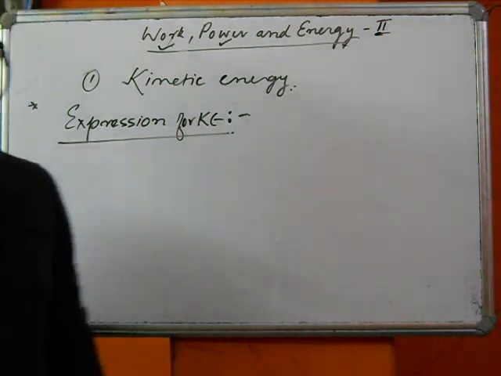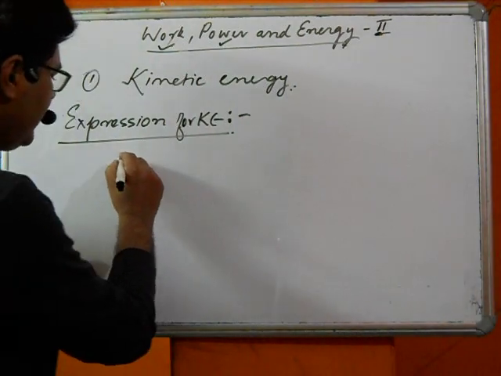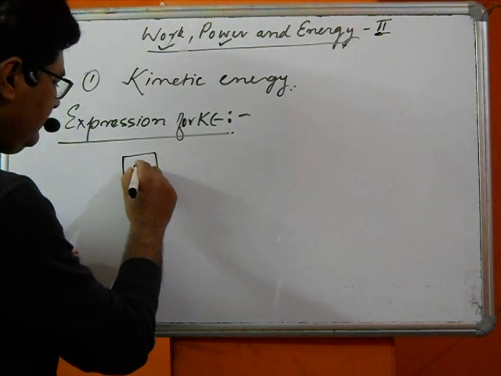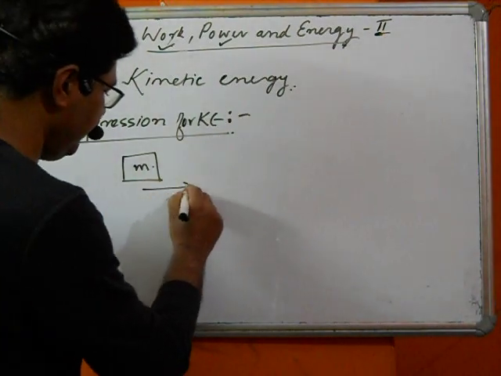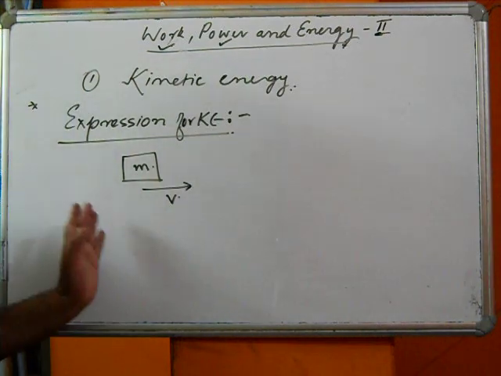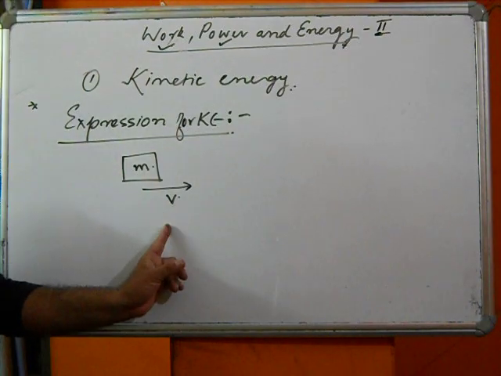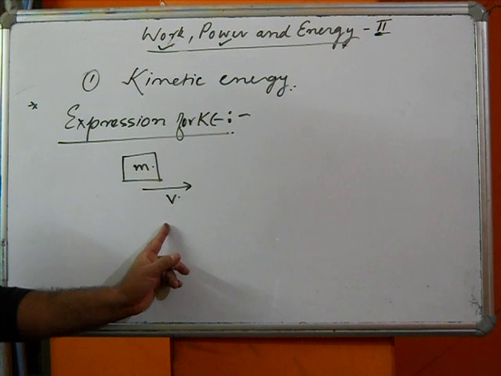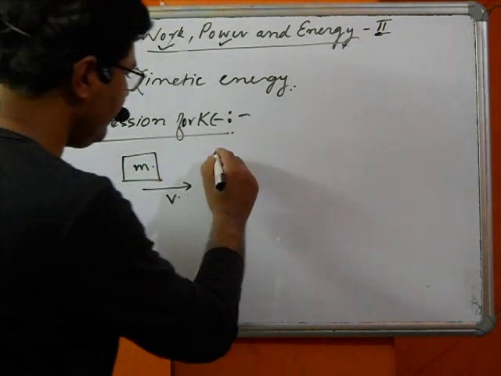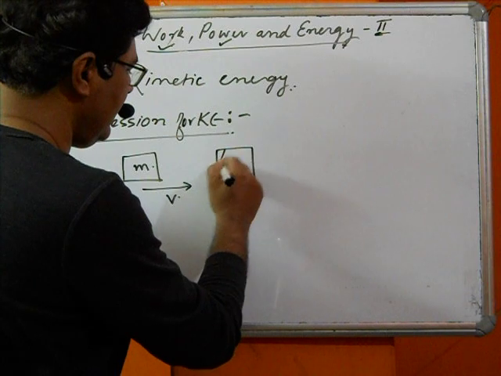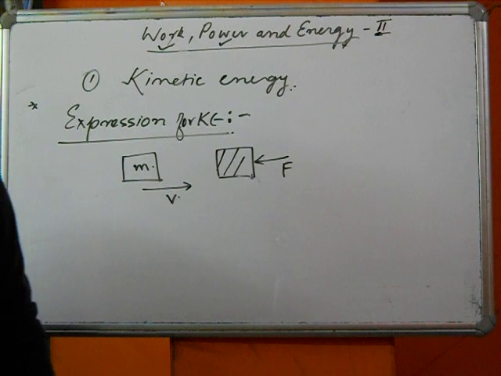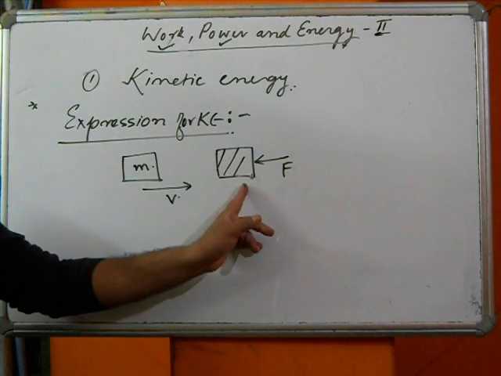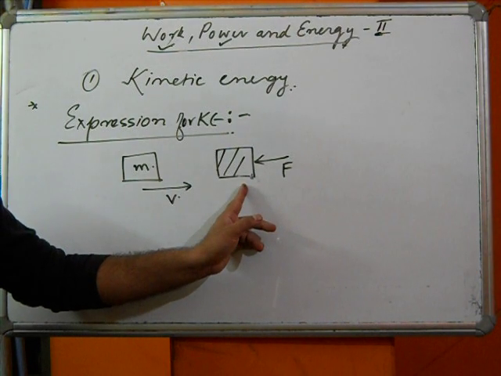Let us do the derivation in this way. Suppose I've got a body of mass m moving with a velocity of v. Clear? Now, it is moving. I applied an opposing force F to stop it. So, it is brought to rest by applying a constant opposing force F.